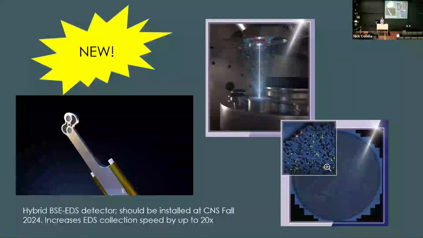Cool, new thing coming. This is a detector which you may have seen if you've been in the lab at all in the past couple weeks. But it's sort of a new design, which is basically a hybrid backscattered electron and EDS detector. We currently have a demo unit installed, but we will be putting a new unit on one of our Gemini SEMs at some point in the fall.